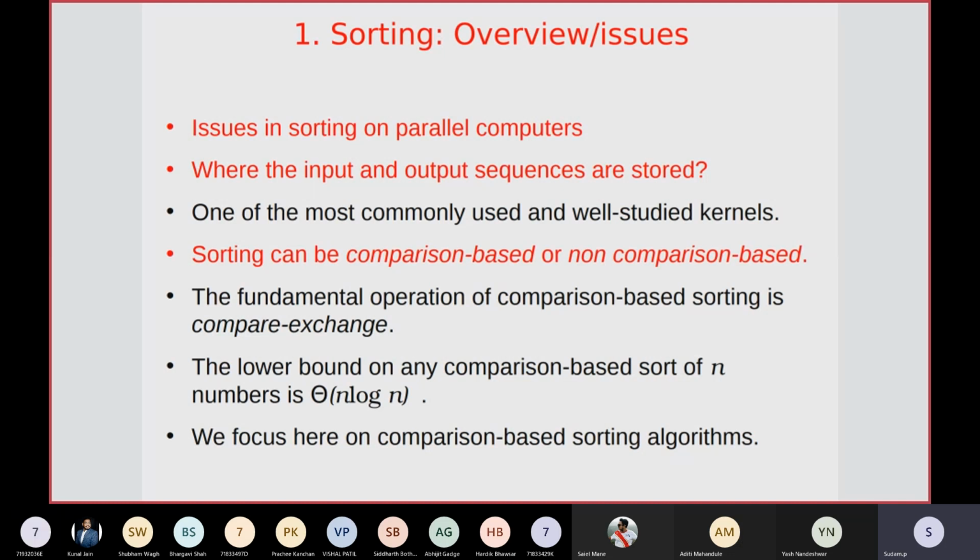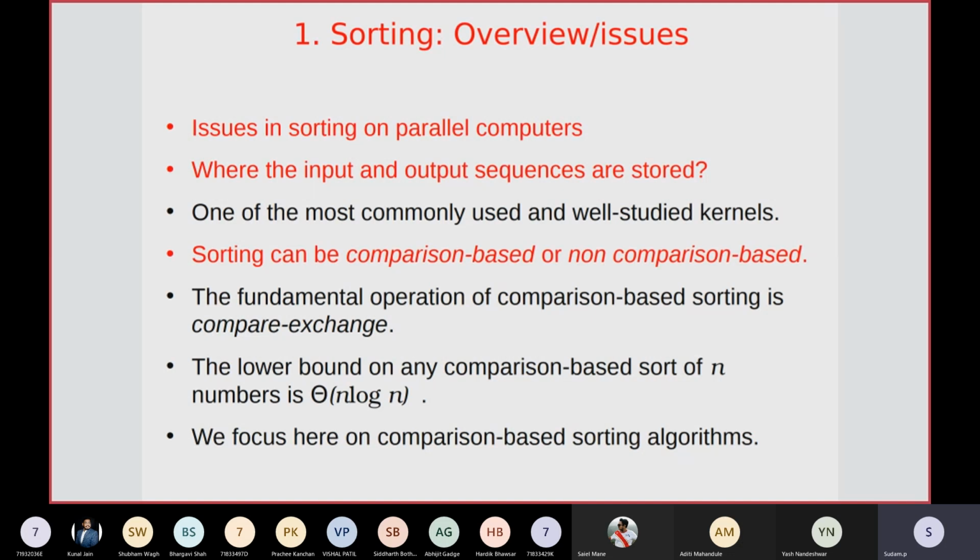Then another point is that sorting can be non-comparison based. There might be a doubt in your mind: sorting can be performed with a comparison based technique, and also with a non-comparison based technique.